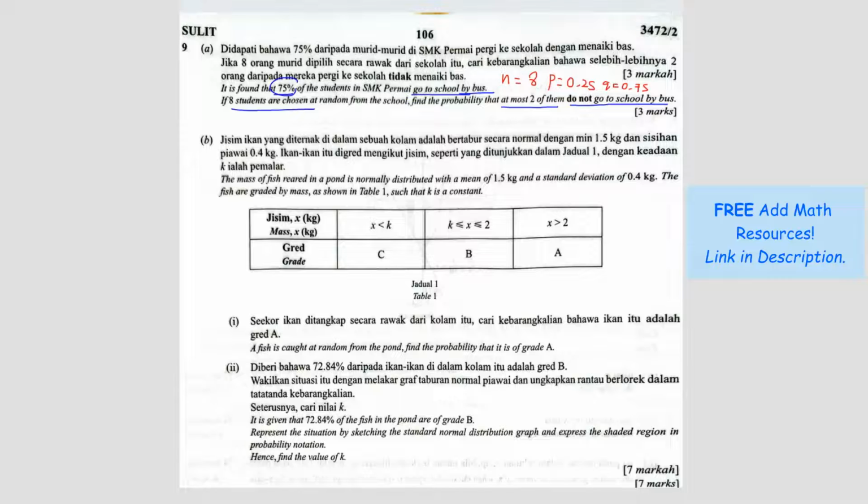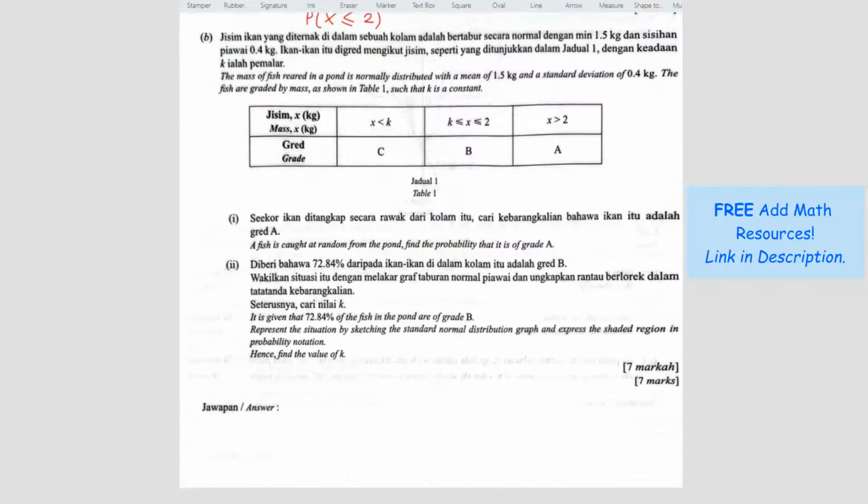So now we are looking for the probability that at most 2. At most 2 means we are looking for the probability of when X is less than or equal to 2. At most means maximum. So maximum 2, that means it cannot be higher than 2. So it can be either 2 or less. Okay, so we are finding for this. So let's do this together.